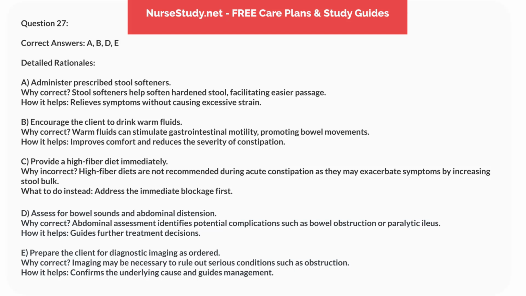D. Assess for bowel sounds and abdominal distension. Why correct? Abdominal assessment identifies potential complications such as bowel obstruction or paralytic ileus.